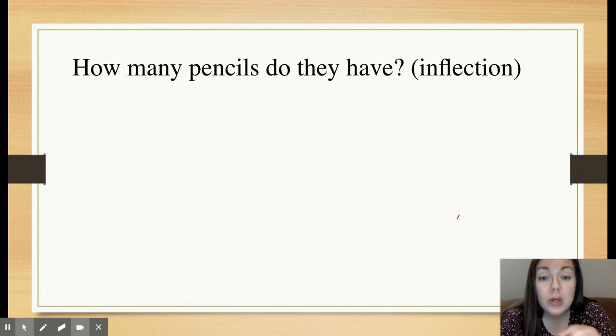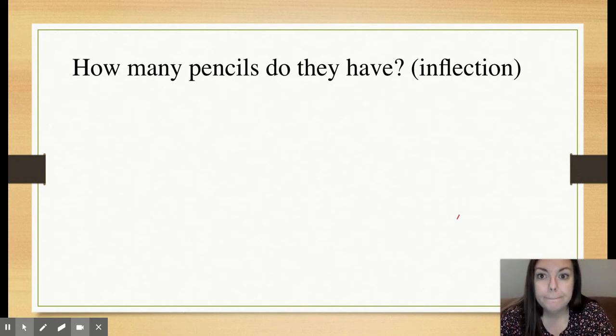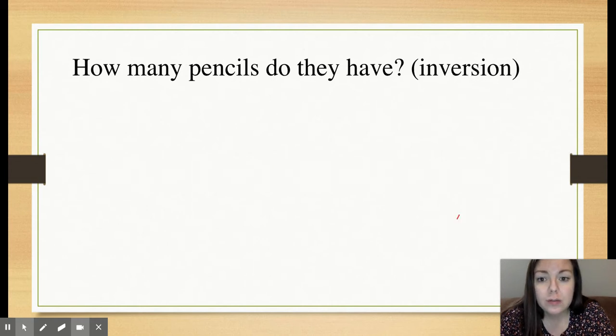How many pencils do they have? With inflection. Pause. Combien de crayons ils ont? So we just replaced you have with they have. Combien de crayons ils ont?